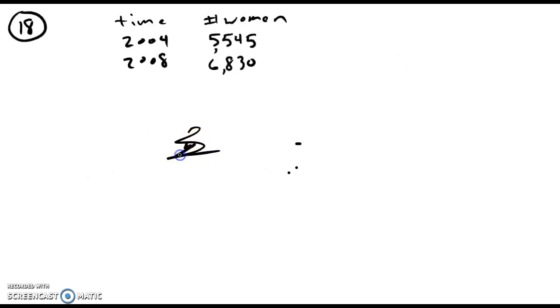Number 18 on your homework is just another slope question, but instead of slope, because we're actually applying it to a real situation, they're calling it rate of change in the book. So you're using the same formula. So go ahead and just plug in your numbers.